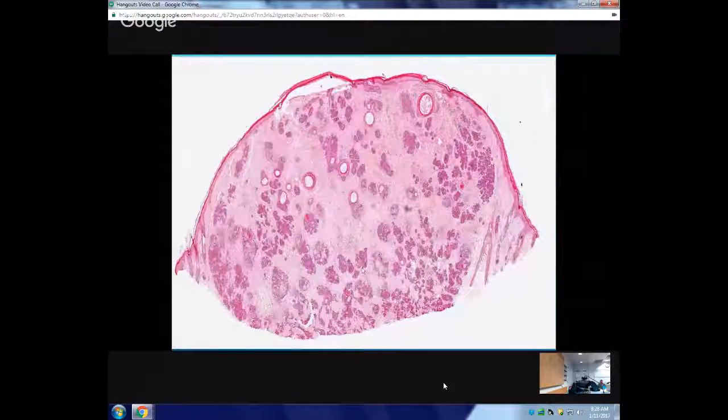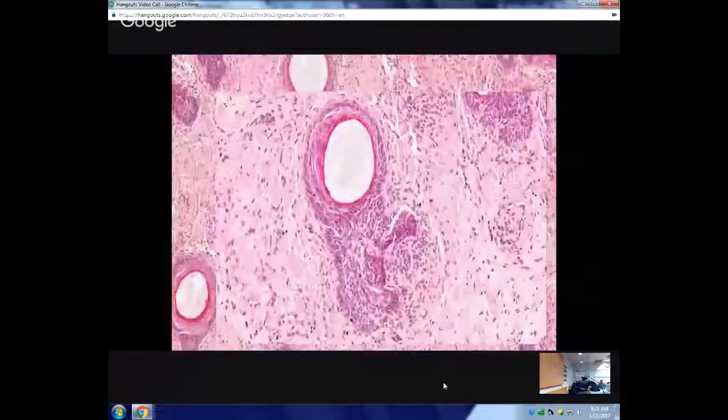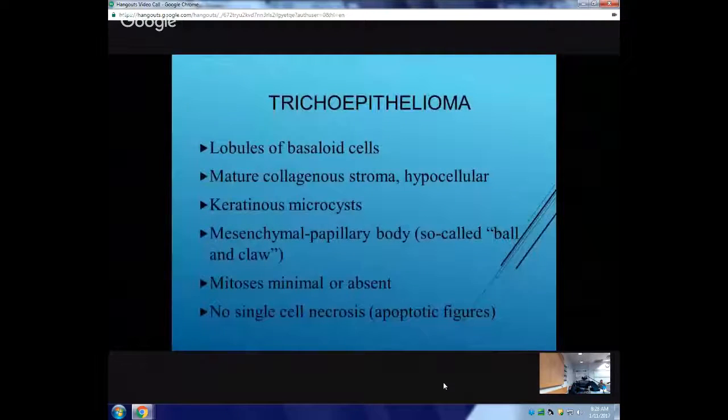Trichoepithelioma. Right? So this is a trichoepithelioma. You have to just keep looking at these cases to come to a diagnosis actually. This is a regular trichoepithelioma.